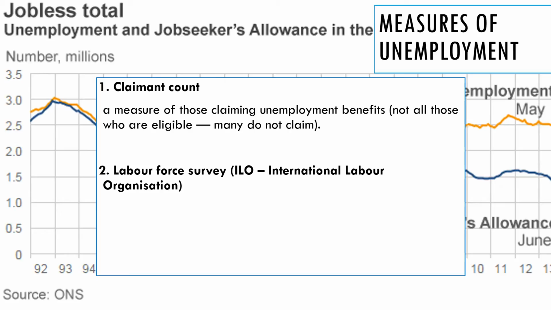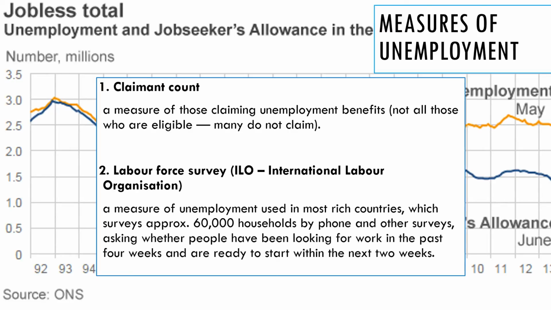So a second approach to measuring unemployment is a labour force survey, and that is done by an organisation called the International Labour Organization. What they do is they survey approximately 60,000 households, and they ask people in those households, have they been looking for work in the past 4 weeks? Are they ready to start work within the next 2 weeks? And they use that measure to say that these people are unemployed but are actively seeking work, and therefore they can come up with an estimate across the whole country of how many people are unemployed.